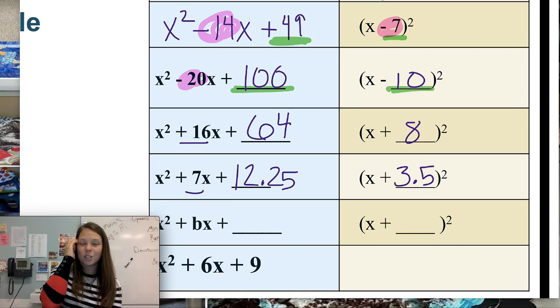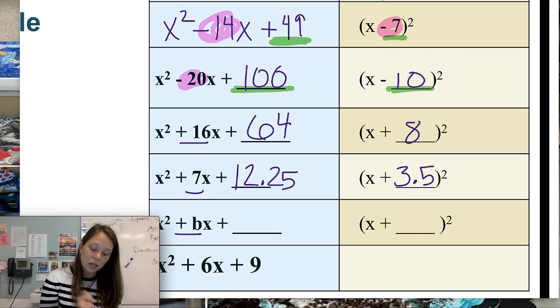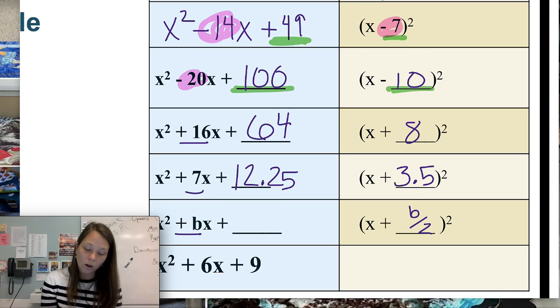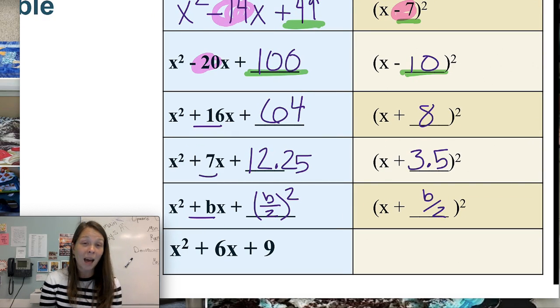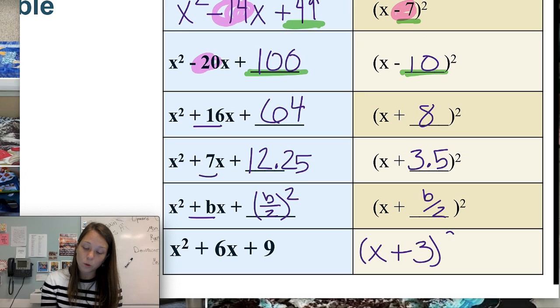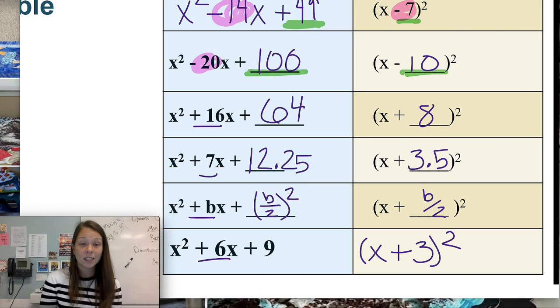Writing this using just letters, with b filled in here: half of b is b over 2. Then I take that number and I square it to get my c value, so I could write that as b over 2 squared. Using this shortcut method or pattern to factor x squared plus 6x plus 9, I know that the square root of 9 is 3, or half of 6 is 3, so my factor is going to be x plus 3 squared.